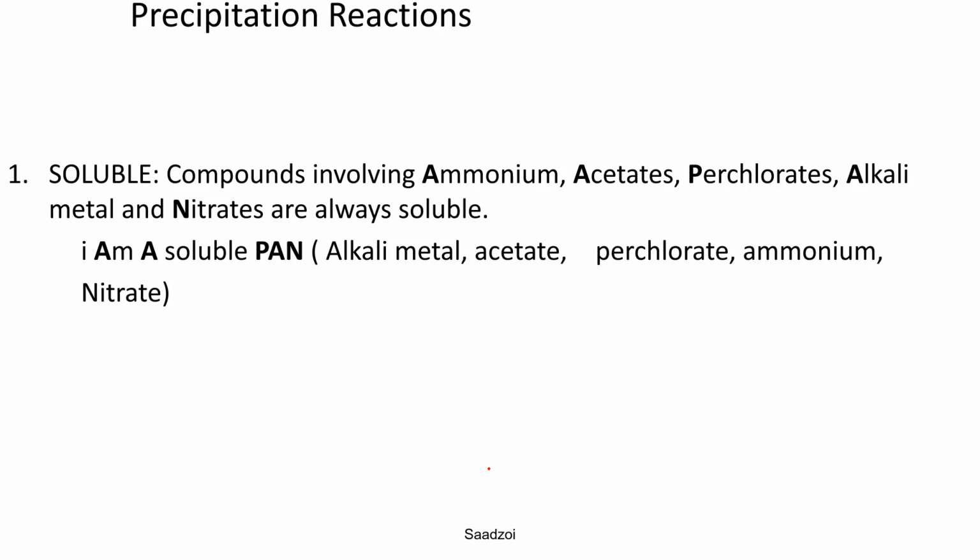So rule number one says the things that are soluble are ammonium, acetate, perchlorates, alkali metals, that's all group one, and nitrates. So for those that have not completely memorized your polyatomic ions, perchlorate looks like that, acetate looks like this, ammonium looks like this, and nitrates look like this.